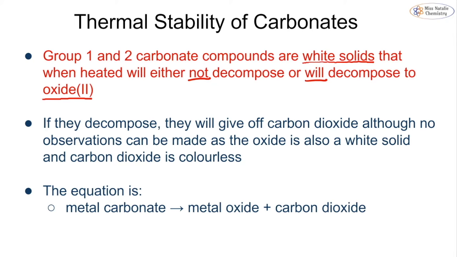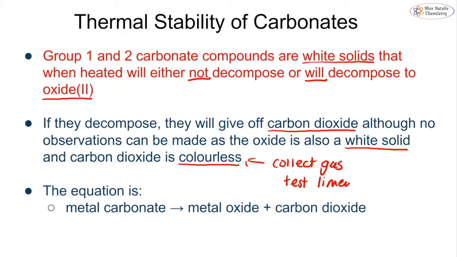If they do decompose, they are going to do so by giving off carbon dioxide, but we cannot actually see any observations this time, as opposed to with the nitrates, because our oxide is a white solid and our carbon dioxide is colourless. If we wanted to confirm that decomposition has occurred, we would collect the gas and test using lime water. And of course, if it was carbon dioxide, we would see the lime water going cloudy. So the equation for this reaction is the metal carbonate giving us a metal oxide plus carbon dioxide.